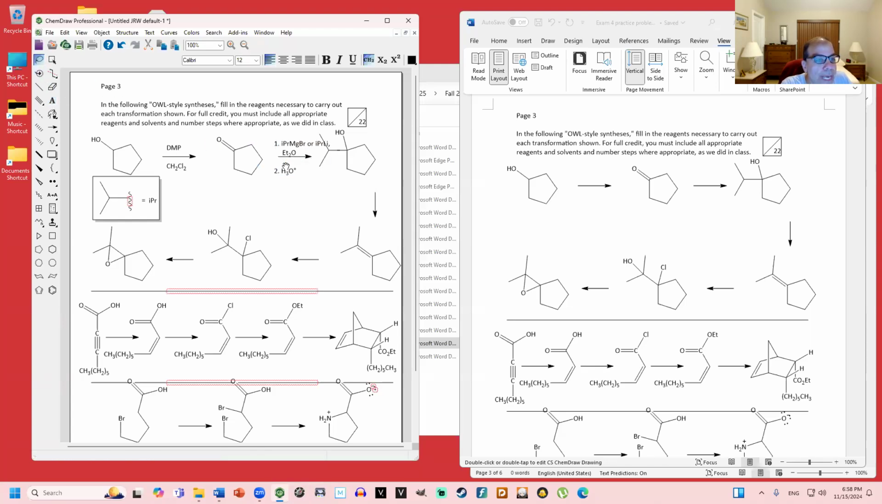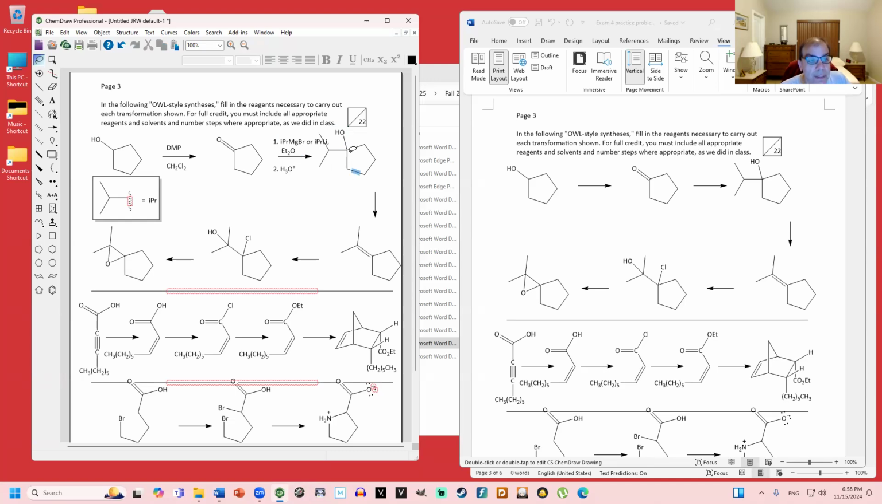We went over the mechanism of the Grignard reaction in chapter 19. So if you've forgotten the mechanism, please review that. It's good review for the final exam. And you do need the aqueous workup because at first you get O-, and so you need to put the proton back on the oxygen. So it needs an aqueous acid workup.